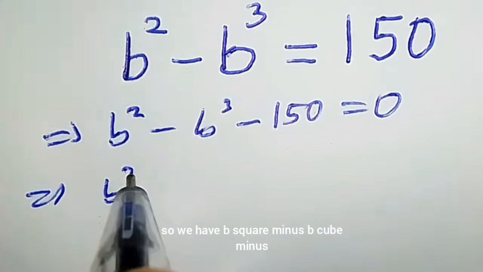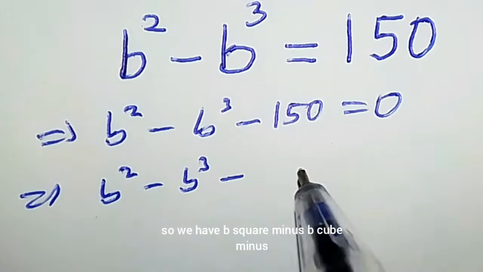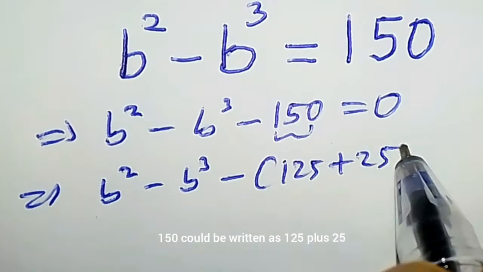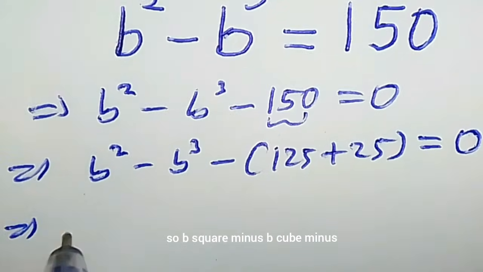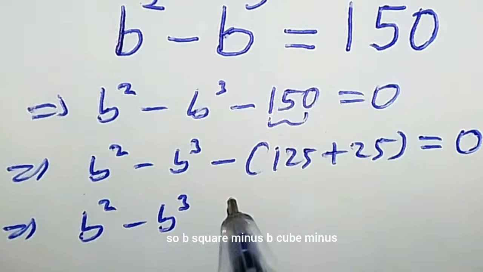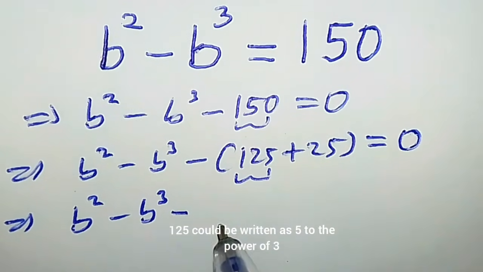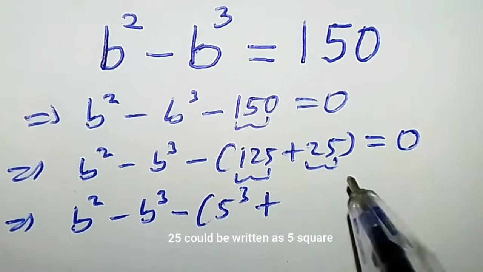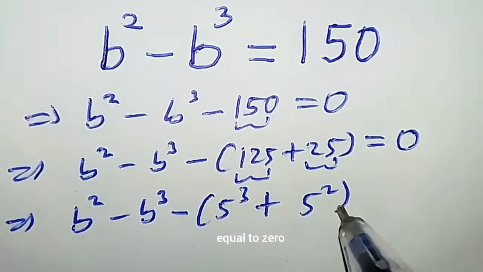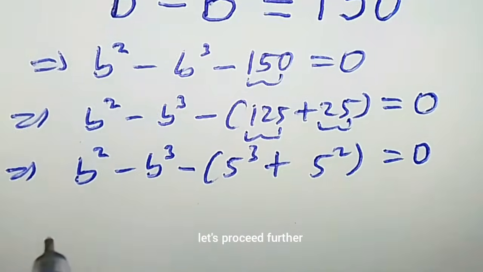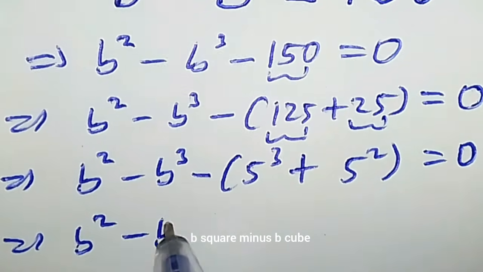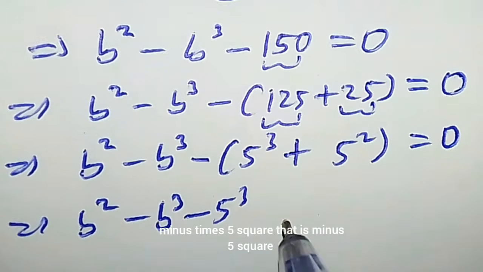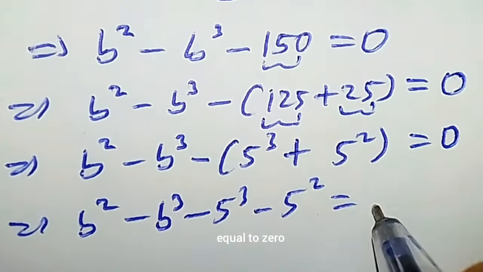So we have b squared minus b cubed minus 150 could be written as b squared minus b cubed minus 125 plus 25 equal to 0. 125 can be written as 5 to the power of 3, and 25 as 5 squared. Let's proceed further. b squared minus b cubed, minus times 5 cubed, that is minus 5 cubed, minus times 5 squared, that is minus 5 squared, equal to 0.